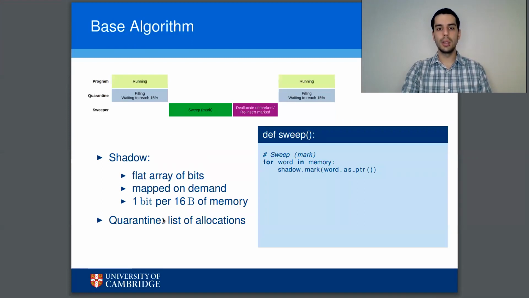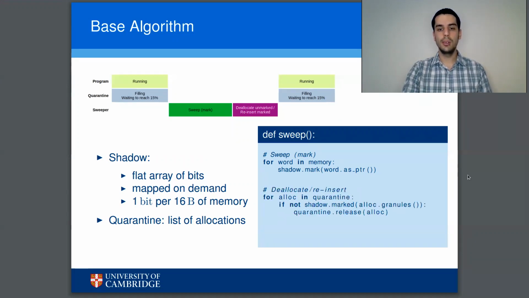So let's look at the algorithm in more detail in pseudocode. In the marking phase, we go through each word of memory and make a mark in the shadow space for the target of that word, interpreted as a pointer. Of course, the word of memory might not be actually a pointer. It could be just an integer or a couple of bytes of other data like text, but this doesn't really matter because a random piece of data pointing to an allocation is very unlikely because of the vastness of virtual memory space. And even if it does, we just delay the deallocation by a little bit on that one allocation.